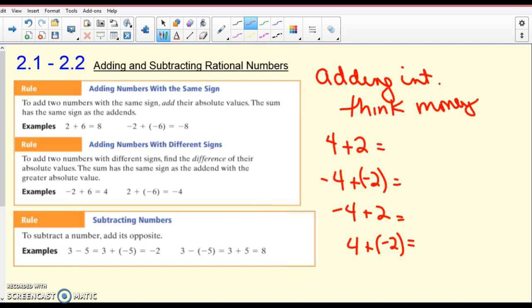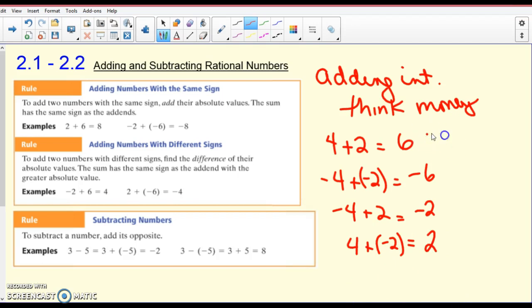Think money. If I have $4 and I have $2, what do I have? Everybody, $6. How do you think money here? You owe me 4 and you owe me 2. So what do you have? You owe me 6. This one, you owe me 4, but you have 2. What is that answer going to be? You still owe me 2. And this one, you have 4, but you owe me 2. Aren't you going to still have 2?